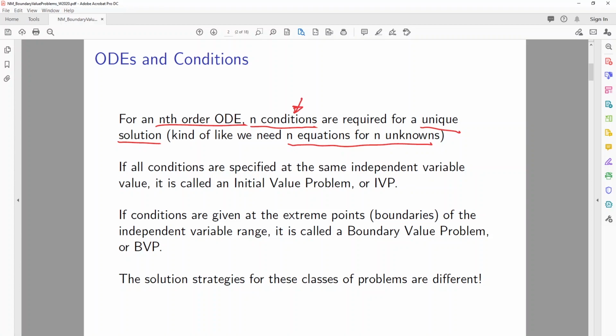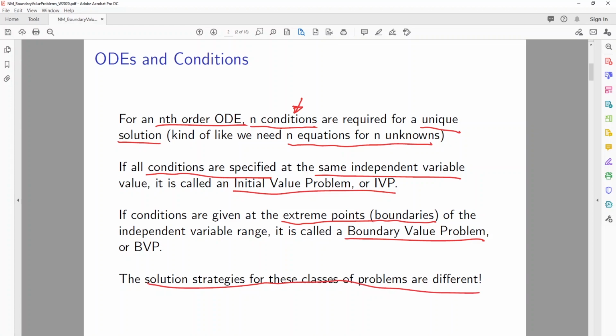Of course, if all the conditions are specified at that same independent variable, then we have, back to the default, initial value problems, or IVP. But as I mentioned, if we have the extreme points or boundaries, then we have the boundary value problem. And the solution strategies for these classes of problems are different, but of course they use similar principles, and so we'll talk about those differences here in the next little bit of time.